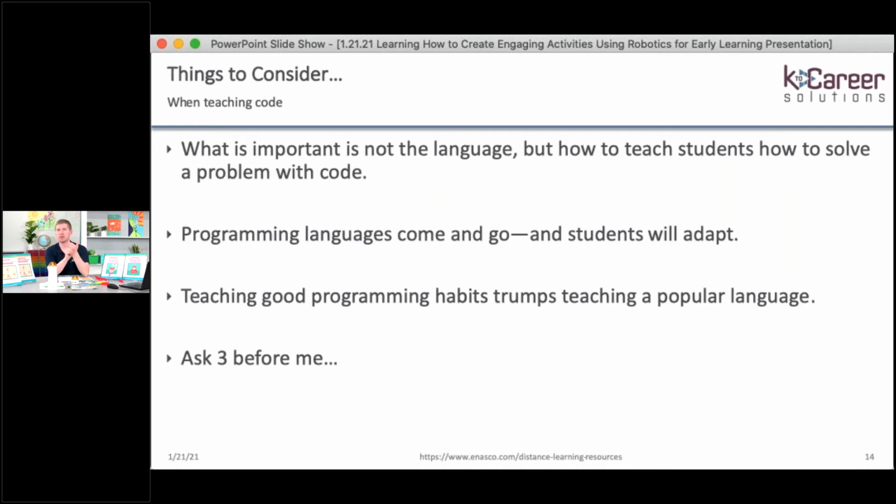1, it might be the Google search or do some research to see if they can solve the problem themselves. So that might be step 1. Step 2, ask a sibling or a parent or somebody in the household. That might be step 2. And step 3 is maybe you want to start talking to a peer or another classmate to see if they can solve that problem. So let them go through those phases to help them solve these problems.